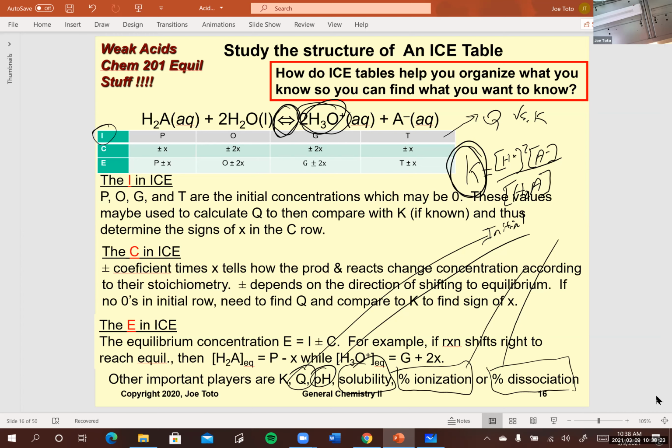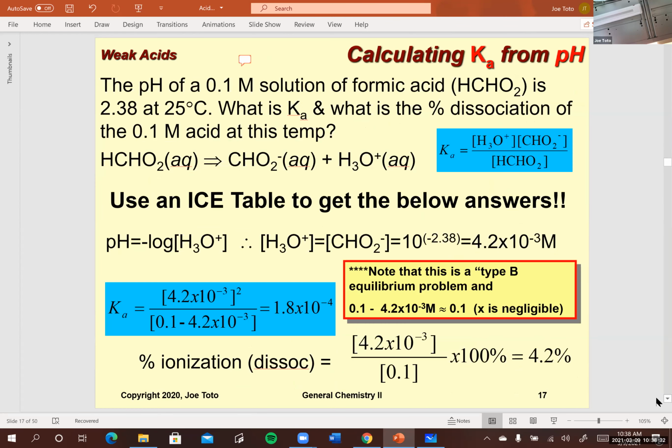All right. Moving right along, unless there's a question or concern, you can study that. All right, now this next slide introduces a problem that you might see in the textbook. And it says the pH of a 0.1 molar solution of formic acid is that at that temperature. What's the Ka and percent dissociation of the 0.1 molar acid at that temperature? And so it gives you the answers. The percent ionization or dissociation, which is the same thing, is that, and the Ka is found here.